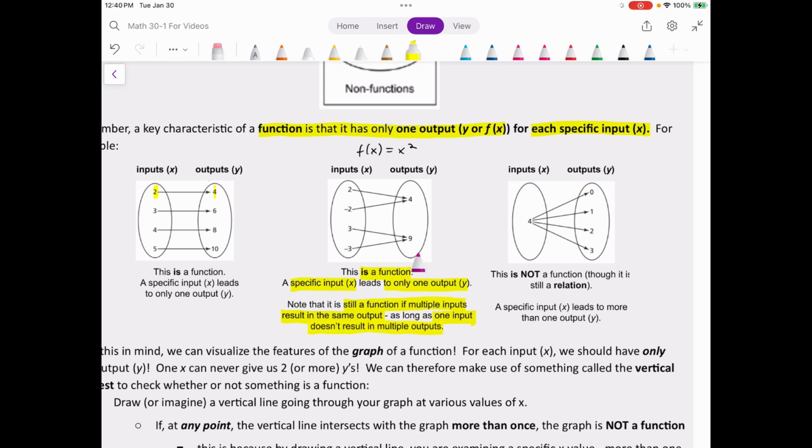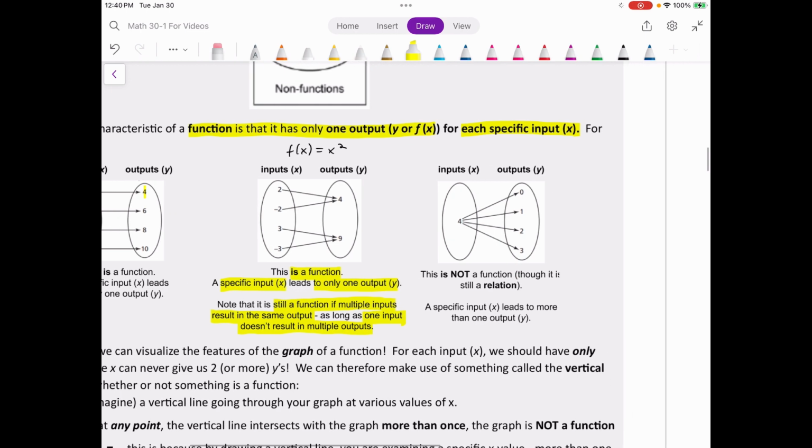I know that's a bit confusing to follow along with, okay? But seeing a non-example might help clear things up. This is not a function. It is still a relation. There's still a relation between these inputs and these outputs, right? The 4 is related to these things. There's a set of rules that shows how this relates to these outputs, okay? But it is not a function because one input is leading to more than one output, right?